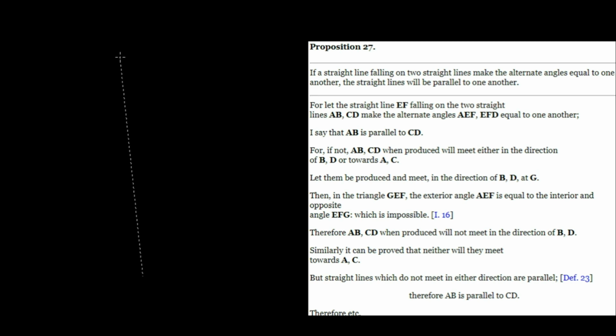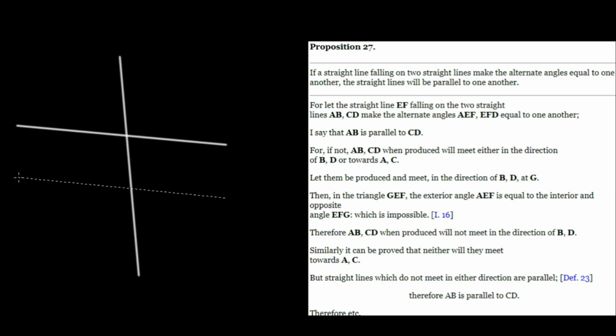So this is going to be our straight line EF following on the two straight lines AB. Let's say this is going to be AB, and this one's going to be CD. So we'll label these. So here's A, B, C, and D. Here's E over there and F over there.